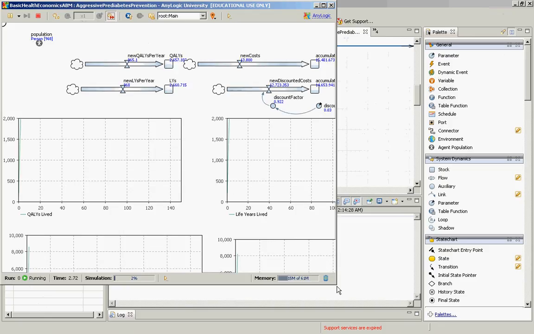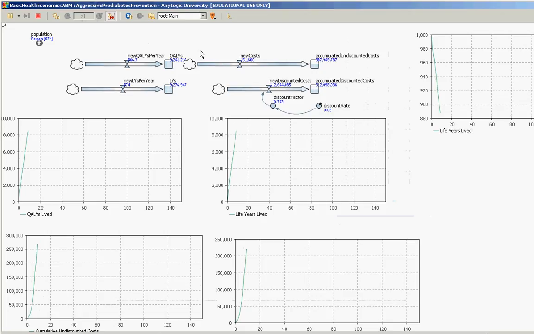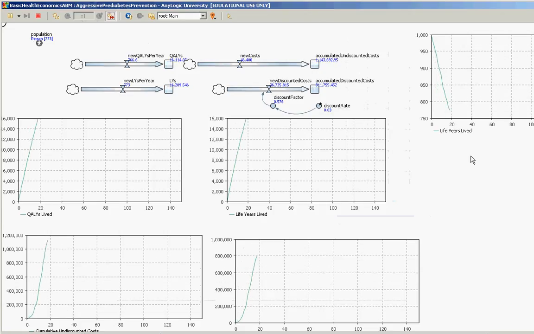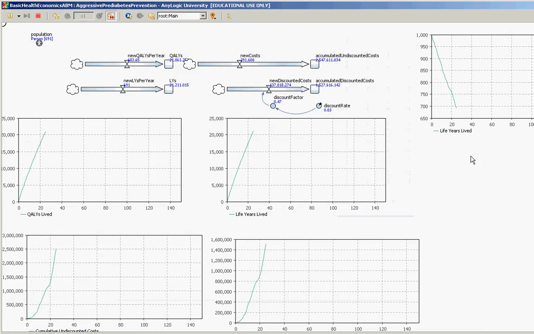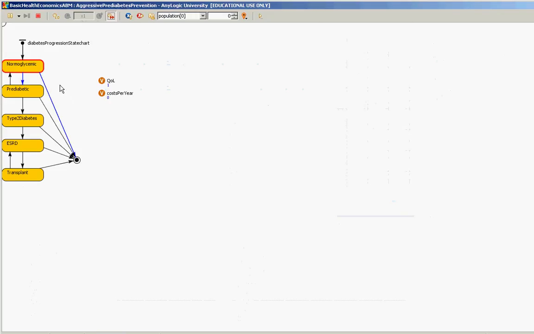So here I go. Again, I want to emphasize the discounting is the same, but what we have is some people who are developing prediabetes going back. In fact, there's a pretty good chance if you develop prediabetes, you'll go this way instead of going on to frank type 2 diabetes.